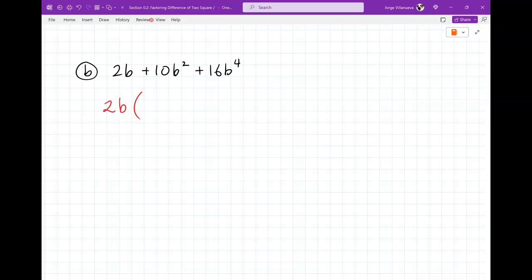2b divided by 2b, I'm dividing these. 2b divided by 2b, that's 1. All right. 10 divided by 2 is 5. B squared divided by b is b to the first, right? If you have 2 b's, you take away 1, you have 1 left. And then plus 16 divided by 2 is 8. And b to the fourth divided by b is b to the what? 3, right? The third. So there you go.